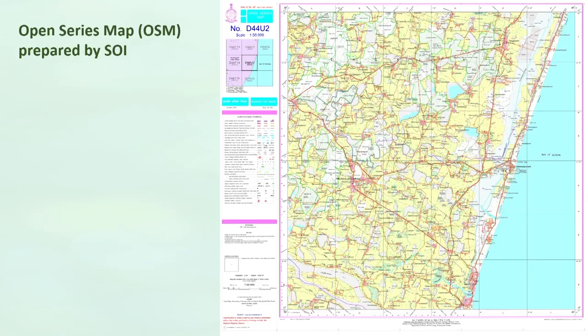Each district will have around 7 to 8 topographic sheets. You can select and download, right. Here you look, this OSM sheet has a number like this. This is the number of this open series map, D44U2, and here is a conventional symbol.